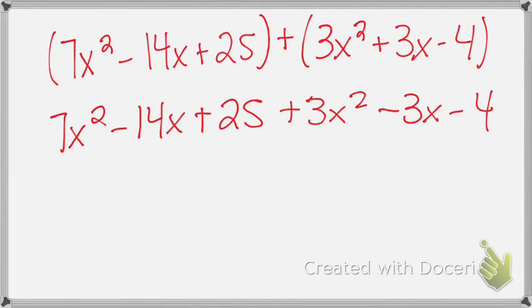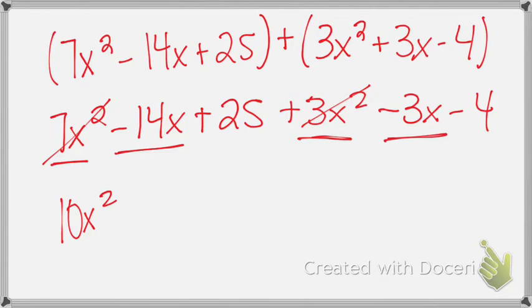Square. Good. All right, so we got a 7x squared and a positive 3x squared. 7 plus 3 is what, Callie? 10. So we got 10x squared. I'll mark them out so I know they're done. Okay? All right, then we have a negative 14x and a negative 3x. Negative 14 minus 3 is what, Ann? Negative 11x, good. And then we have 25 and negative 4. 25 minus 4 is what, Bonnie? 21, good.